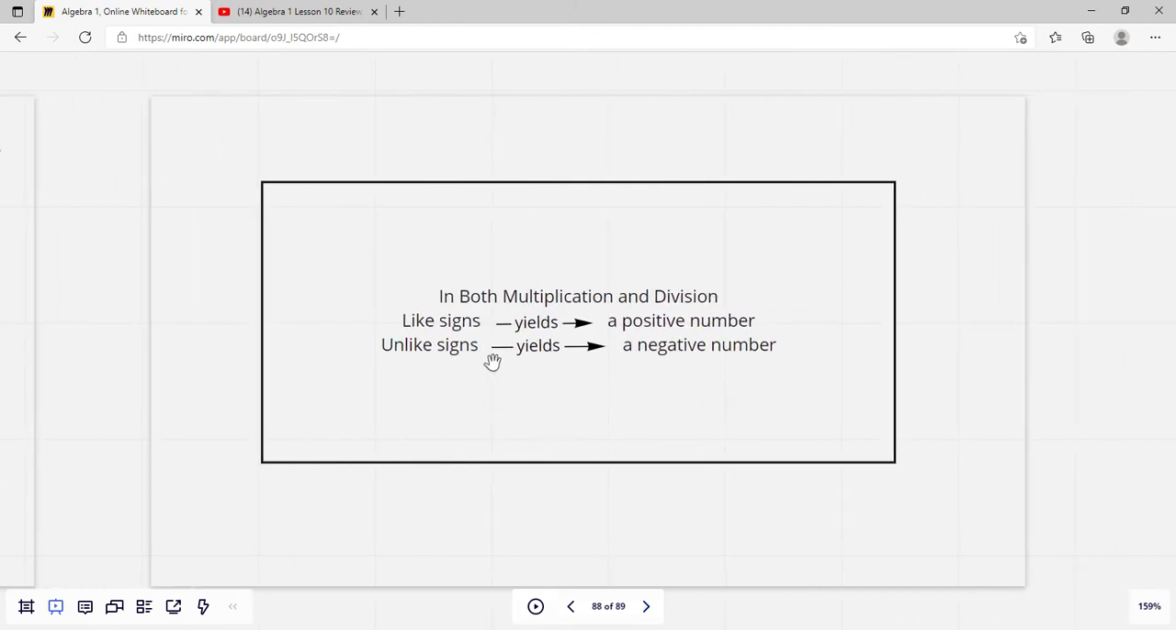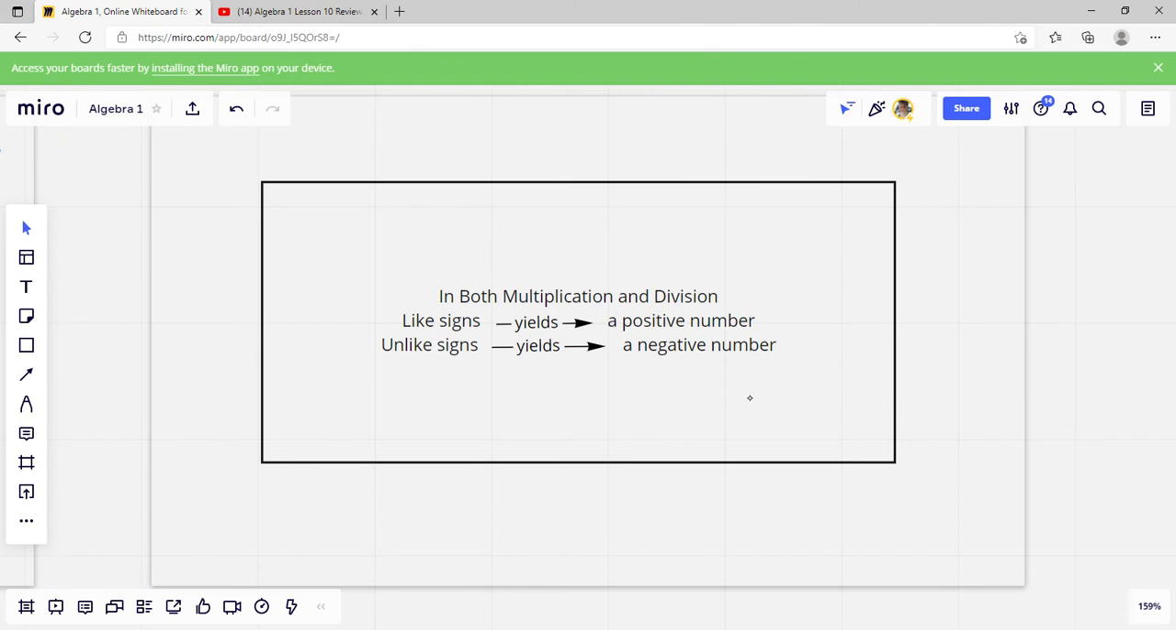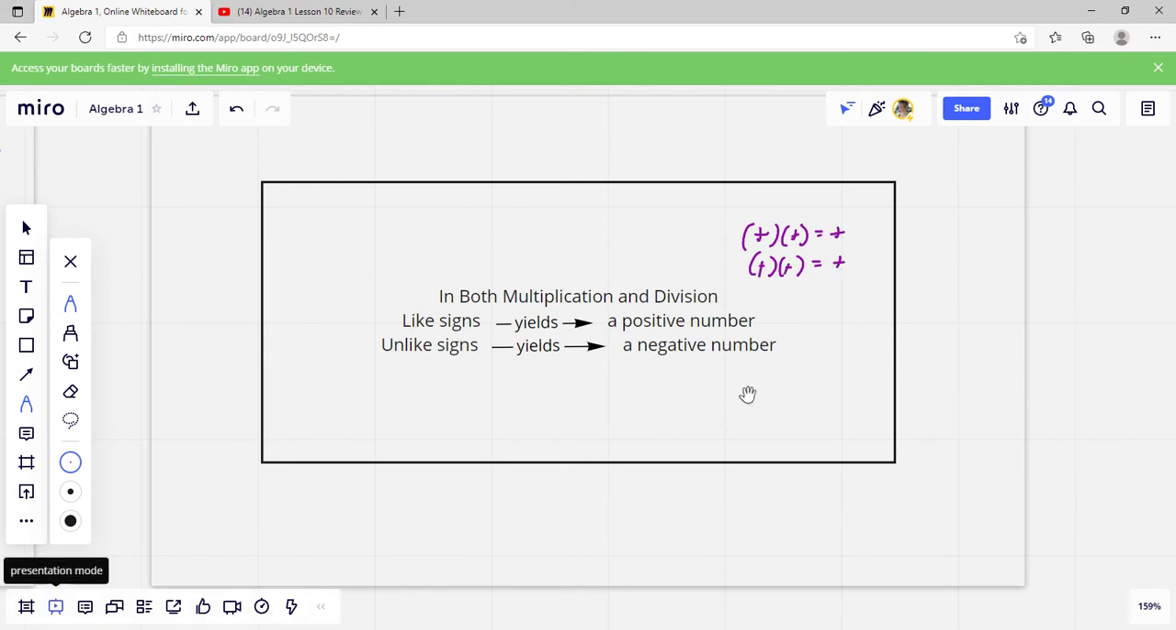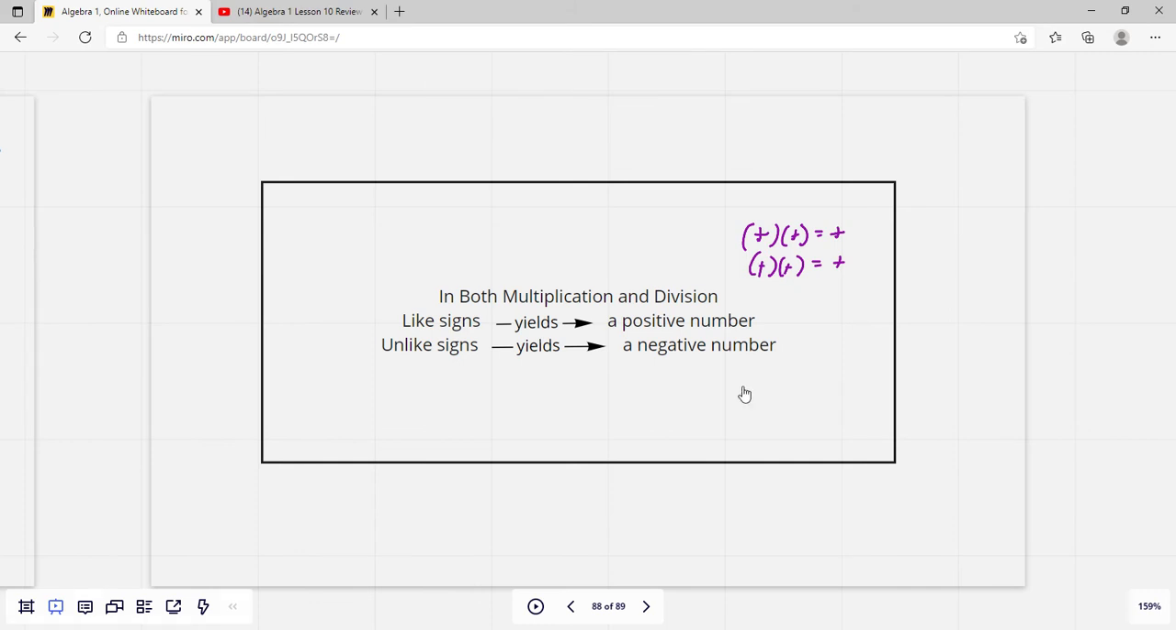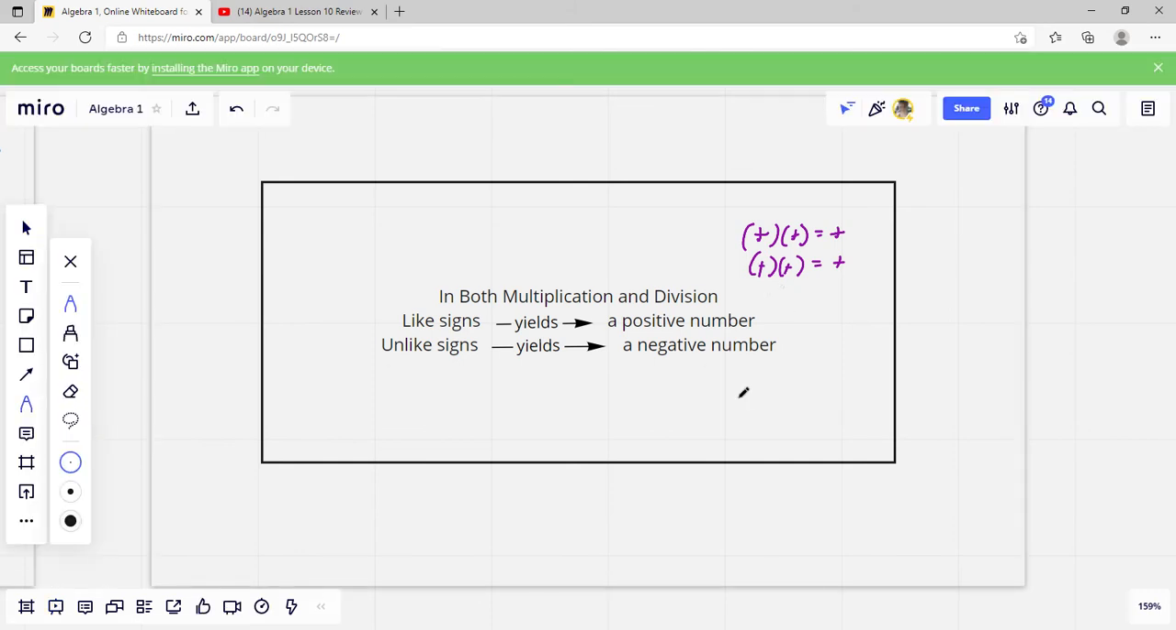So the rule is, in both multiplication and division, like signs get a positive number. So if you have two positives, right? So if you've got positive and another positive, you're going to get a positive. If you have a negative times a negative, you're going to get a positive, right? Because both of these cancel each other. If the signs are not the same, then you're going to get a negative answer. So if we have a positive and a negative, then our answer is going to be negative because there's nothing to cancel that negative with.